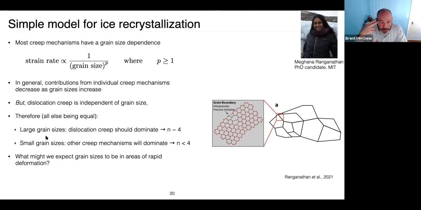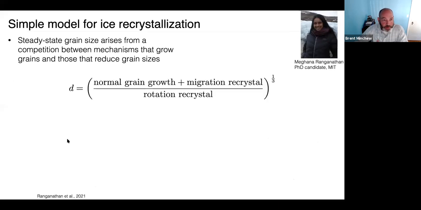And in areas where we have relatively small grain sizes, also due to recrystallization processes, then other creep mechanisms are likely to dominate. And so we would end up with a stress exponent of much less than 4. And so then the question lying at the heart of this, and thinking about rheology, is what might we expect grain sizes to be in areas of rapid deformation?